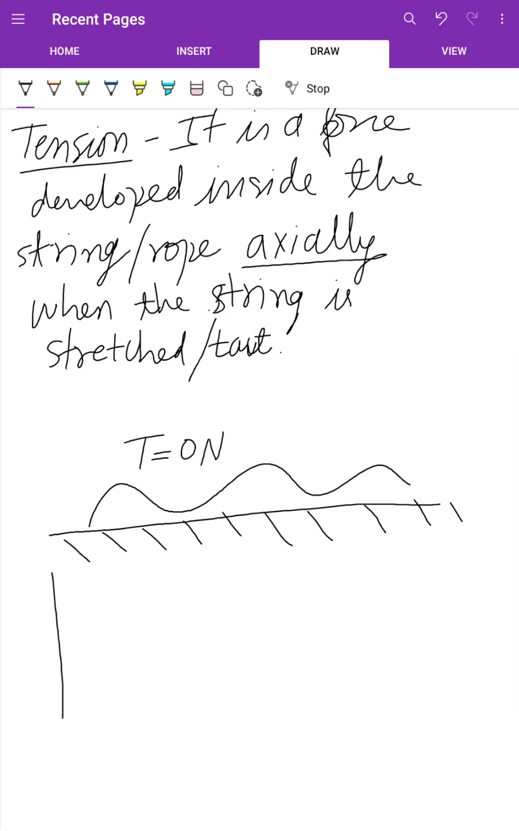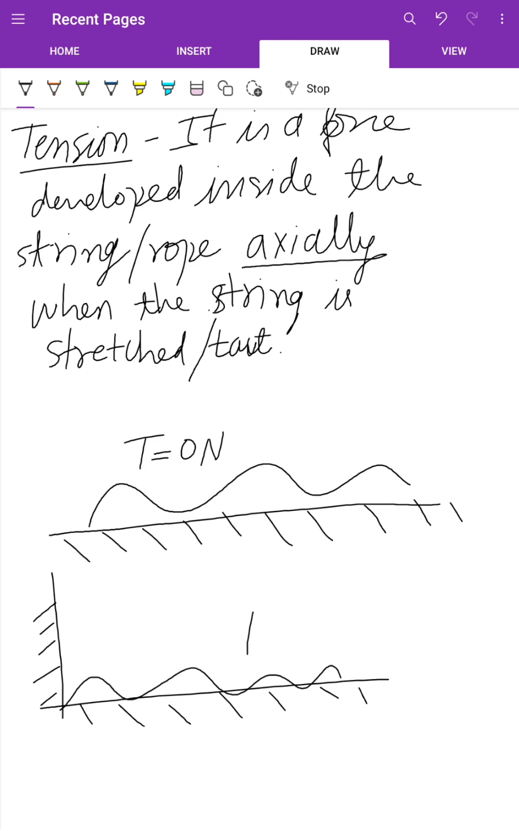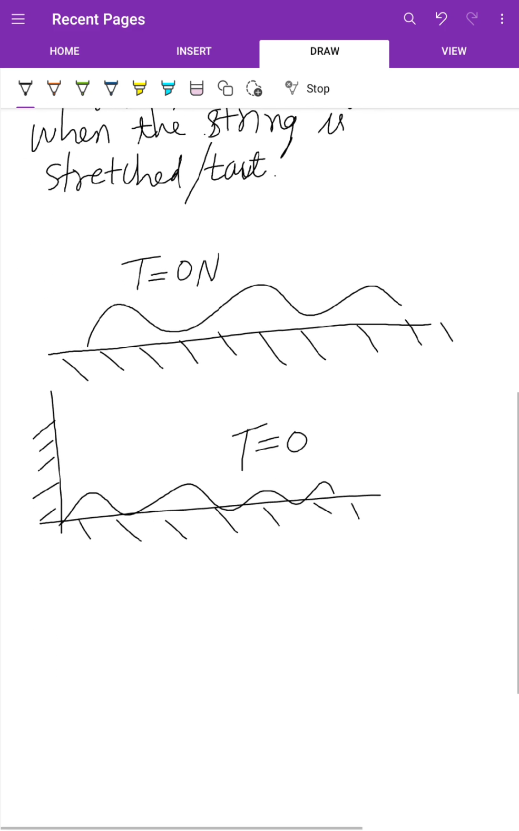Now let's understand this with a simple example. If I have a rope simply lying on the ground, there is no tension in the rope. The tension is 0 newtons because it is not stretched or taut. Now if I have another rope lying like this, again the tension here is 0. Doesn't matter how it is lying.